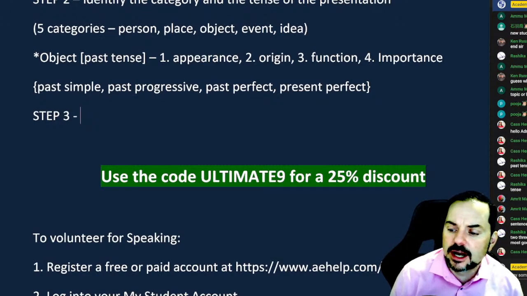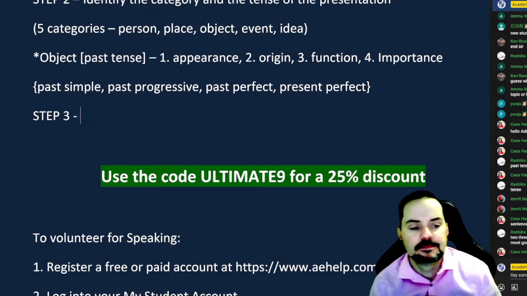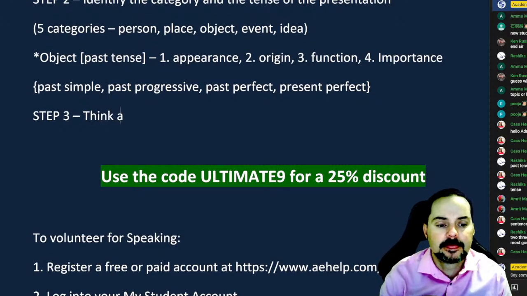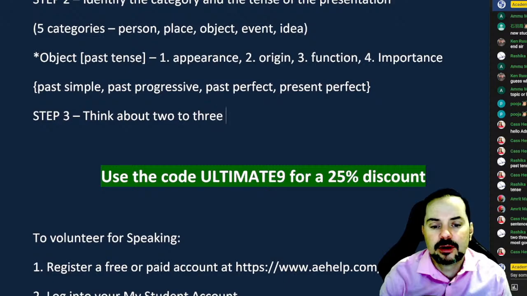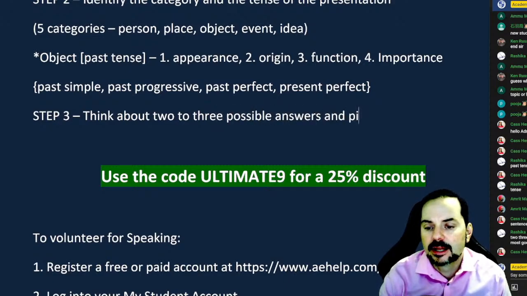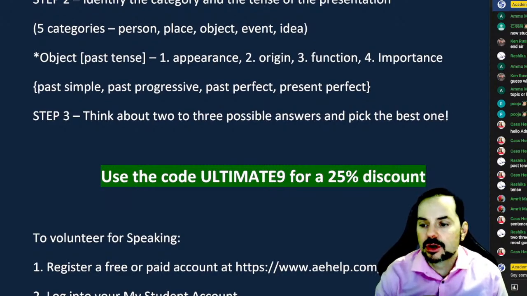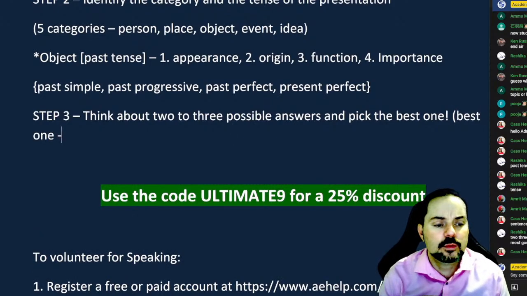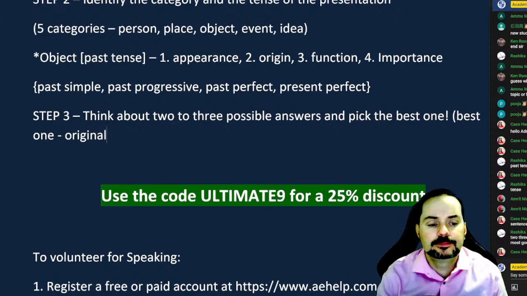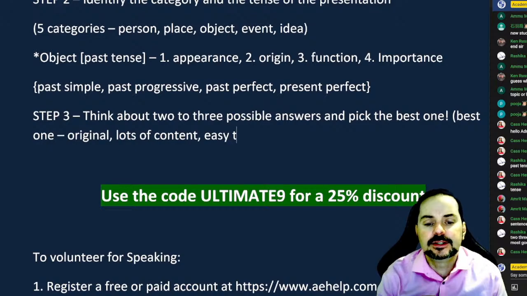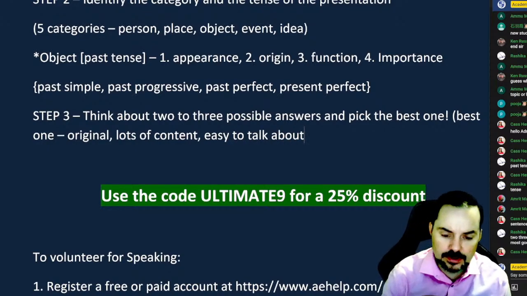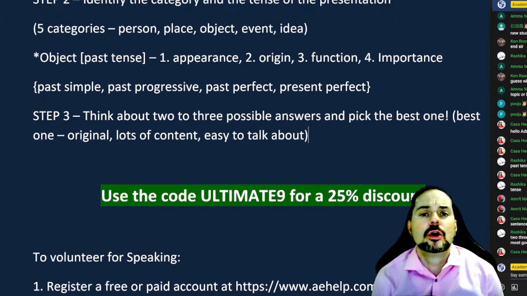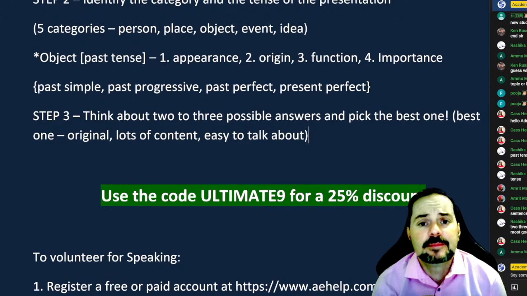Yeah, so Rashika says, think about 2 or 3 possible topics and pick the best one. Yeah, so think about 2 to 3 possible answers and pick the best one. Okay, so by best one, we want to pick an answer that is original, lots of content, and easy to talk about. Okay, so that's what we mean when we say pick the best one.